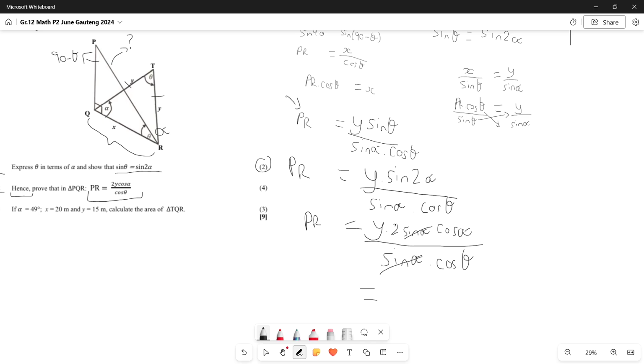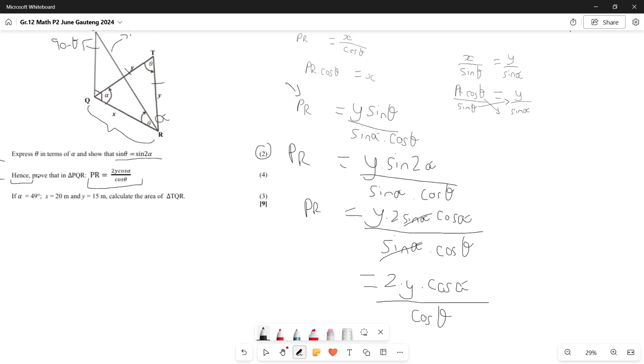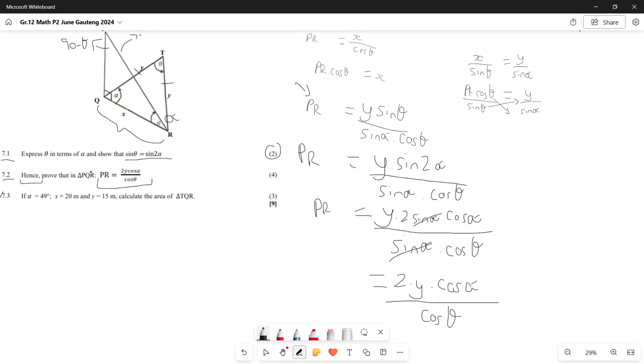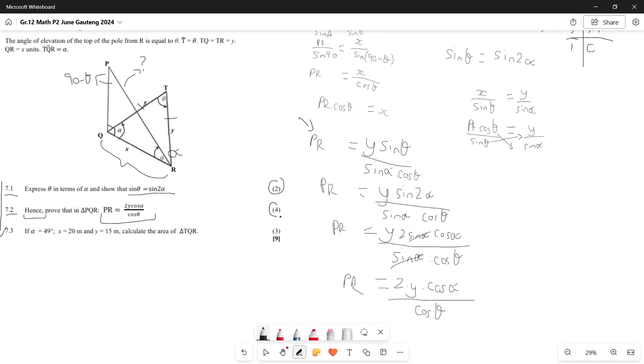We can just rearrange it. So we have 2y, so I can just rearrange the 2 and the y. So we have 2 multiplied by y. Cos of alpha is remaining at the top, and this is over cos theta at the bottom by itself, which is exactly what we have here. It says hence prove that in triangle PQR, PR equals 2y cos alpha over cos theta, and this is what we've just proven here, where PR equals 2y cos alpha over cos theta. Great job, guys. That just earned us 4 marks over there.